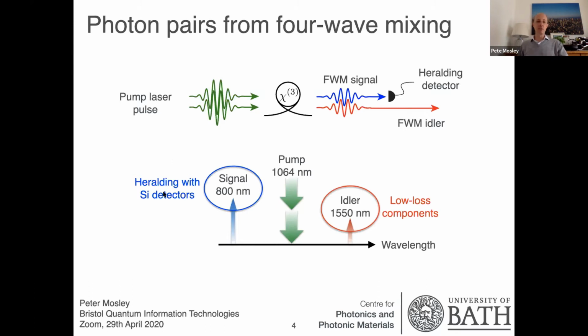So it's nice to have a signal photon at 800 because then we can use silicon detectors, which are room temperature, robust, efficient, and at least relatively speaking, reasonably cheap. And producing our heralded photon at 1550 nanometers gives us access to low loss components from telecoms technologies. And typically, because of the energy conservation between the two pump photons that we annihilate and the signal and idler photons that we create, the signal and idler pair end up being anti-correlated in frequency.